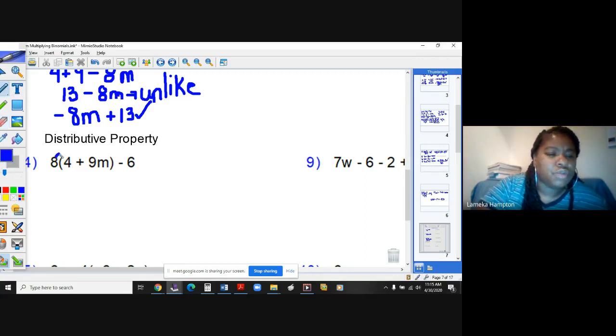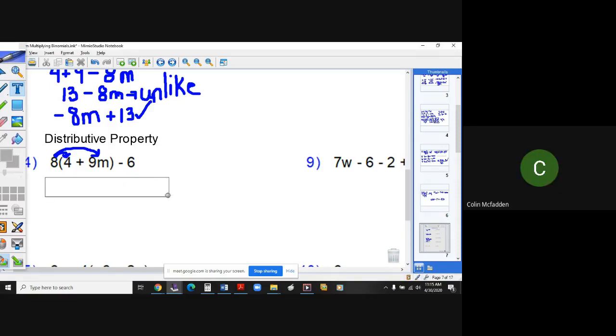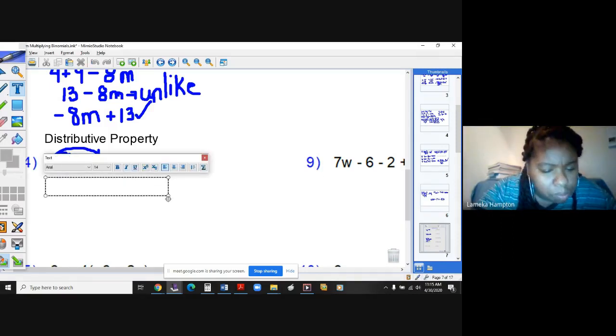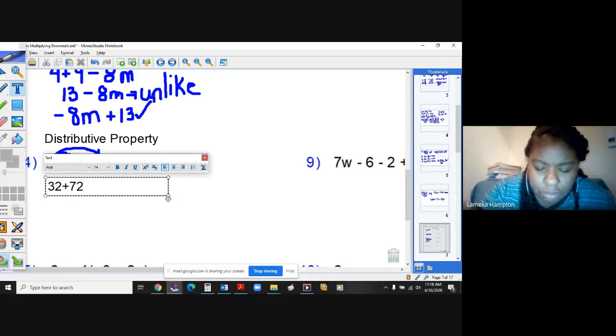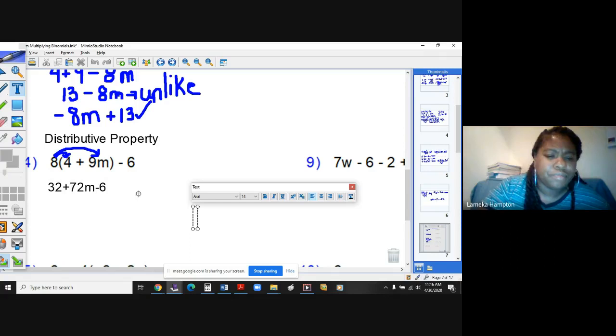So what we're going to do is give this 8 the 4 multiplication, and give this 8 the 9m multiplication. Okay? So when I do this, what is my answer? I'm going to go ahead and just type it. 32 plus 72m. And then we have, what is that, minus 6? Minus 6. All right.